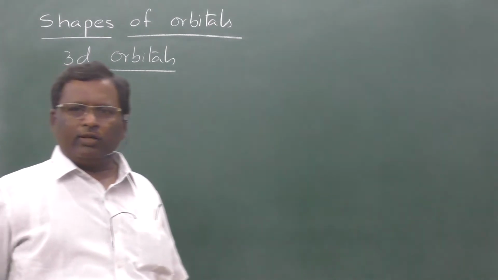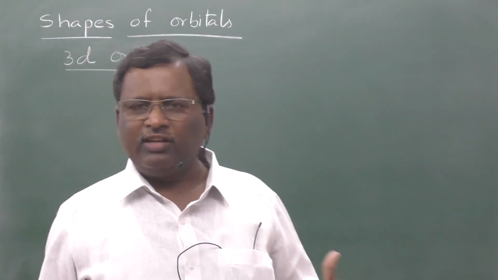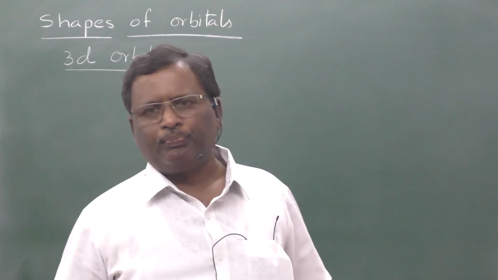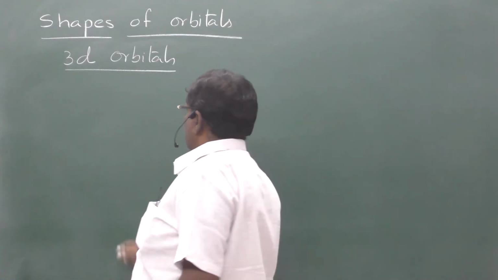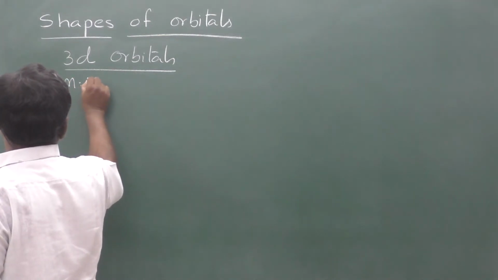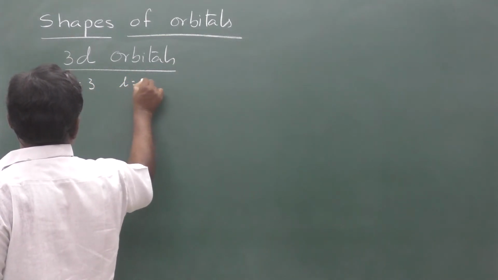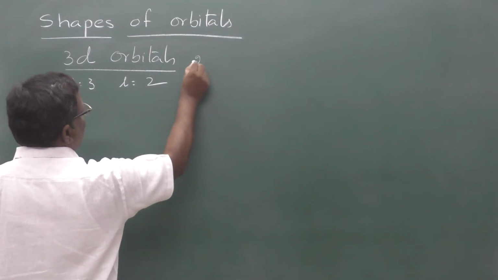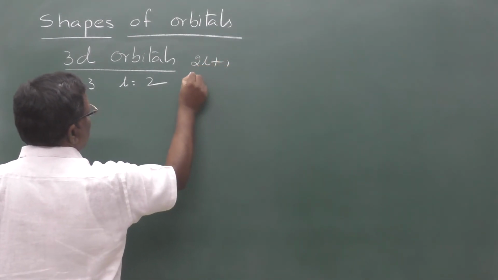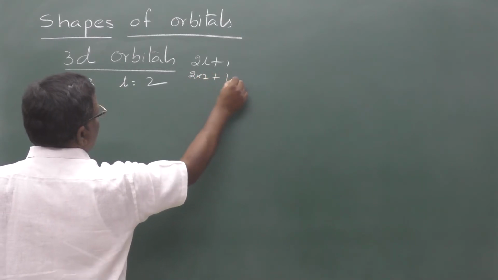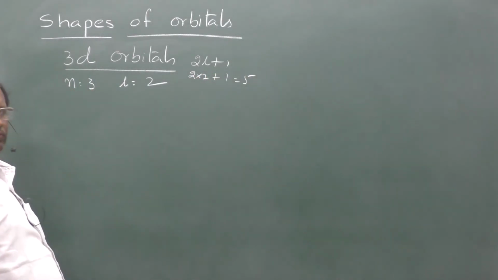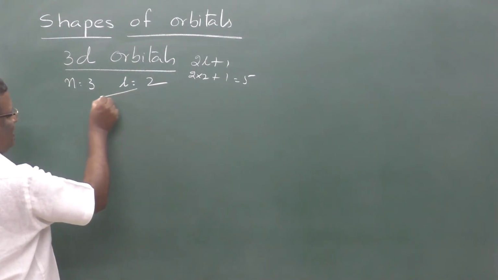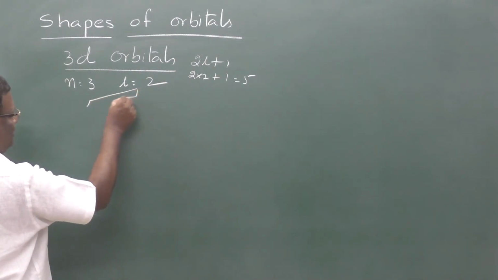D sub energy level. D sub energy level starts from the third energy level onwards, that is 3d, 4d, 5d, 6d, etc. For 3d orbital, n is equal to 3 and L is equal to 2. When L is equal to 2, the number of m values is 2L plus 1, that is 2 into 2 plus 1, which will be equal to 5. That means we have 5 different orientations for 5 orbitals.